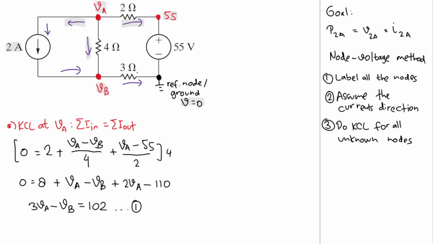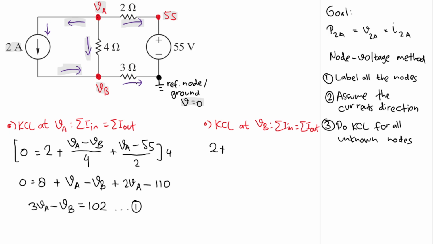Now let's do another KCL, but this time at VB. KCL says that the sum of the current that goes in will equal the current that goes out. Let's play the same game here. The only current that goes into VB is this one. Oh, no, this one and that one. Let's start with the easy thing first. So I will have 2 ampere here.